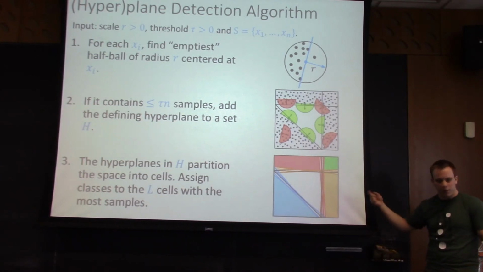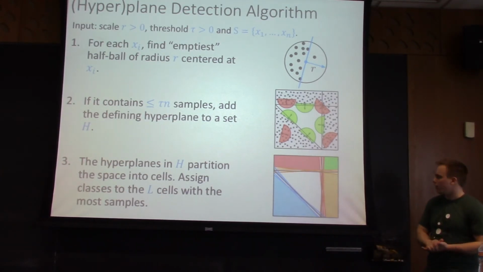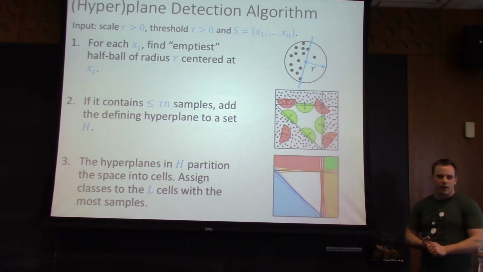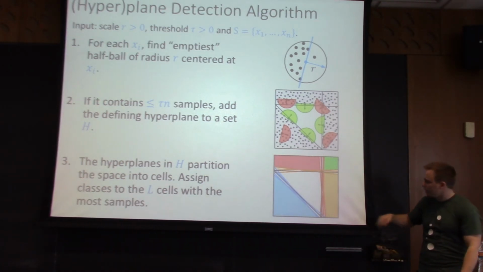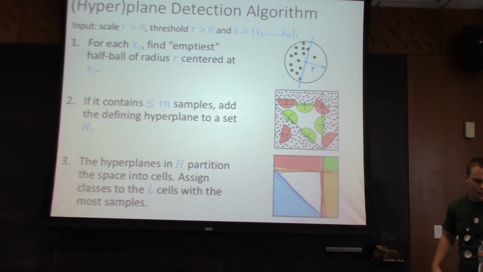And then if a new point comes in, if it lands in one of these regions, we say, oh, you must belong to class orange or whatever. And otherwise, you can just guess. And the probability that points don't land in these regions is going to be very small.